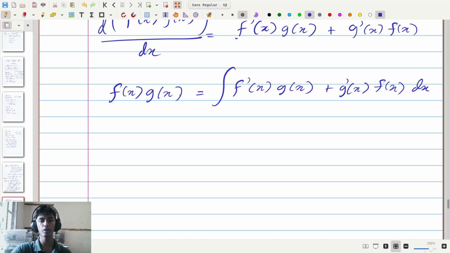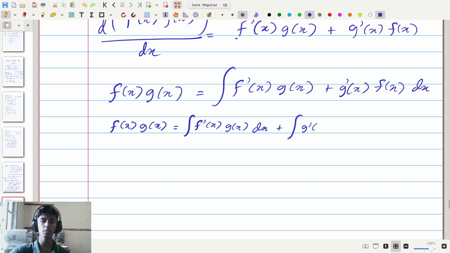Instead, what we do is break this integral into two pieces, giving us that f(x) times g(x) is equal to the integral of f'(x) g(x) with respect to x plus the integral of g'(x) f(x) with respect to x. Then what we do in integration by parts is take one of these integrals to the other side by subtracting it.